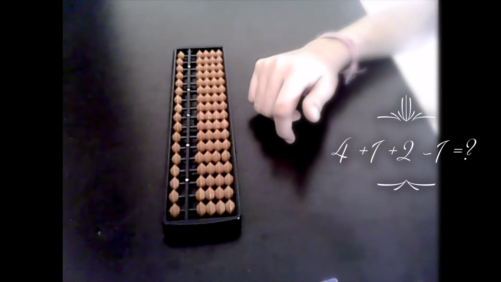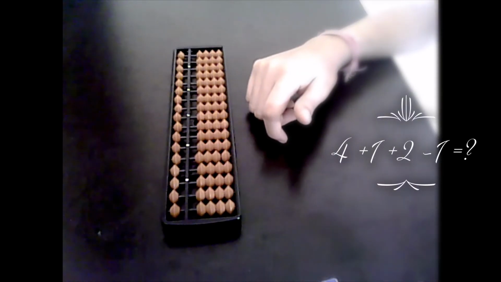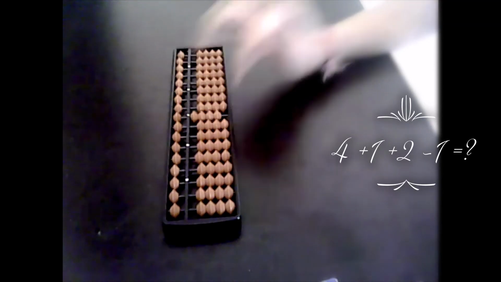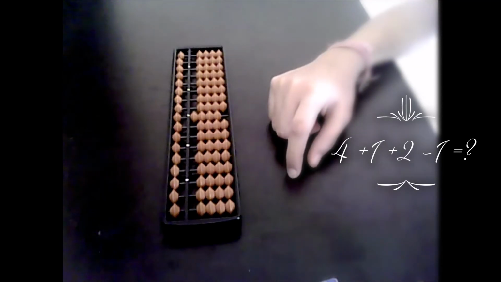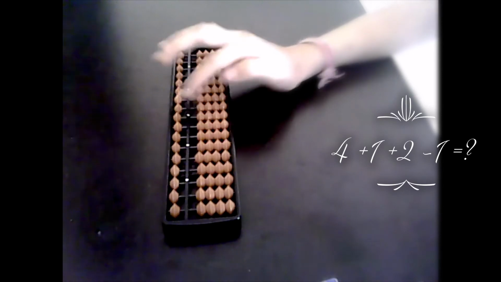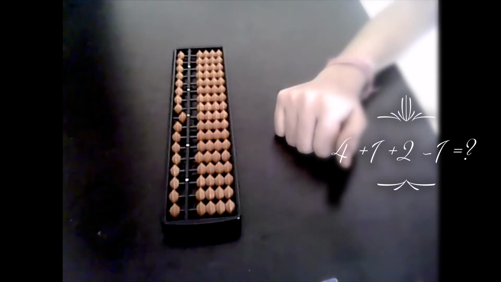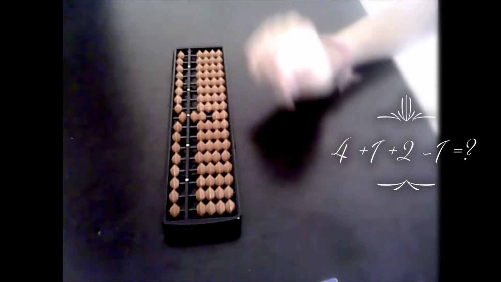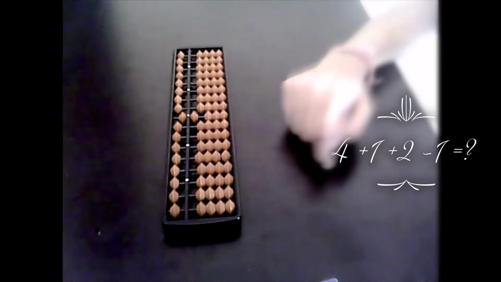4 plus 1 plus 2 minus 1. So this is 4. To do plus 1, plus 1 complement is minus 4 plus 5. Then 2 minus 1. The answer is 6.